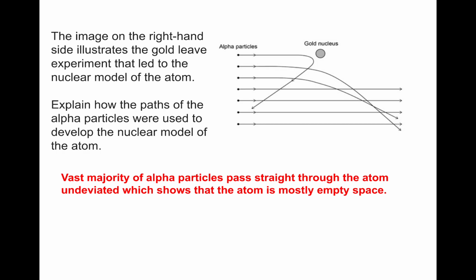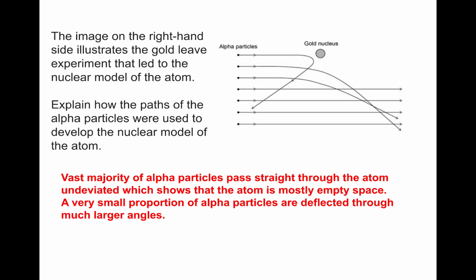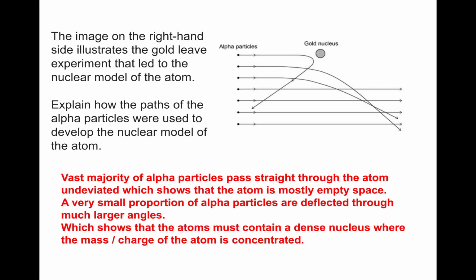Firstly, the vast majority of alpha particles pass straight through the atom undeviated, which means they don't change direction, which shows that the atom is mostly empty space. A very small proportion of alpha particles are deflected through much larger angles, which shows that the atoms must contain a dense nucleus where the mass and the positive charge of the atom is concentrated. Remember, the alpha particles are 2 protons and 2 neutrons, so they've got a positive charge. So when they came close to the gold nucleus, they would repel.